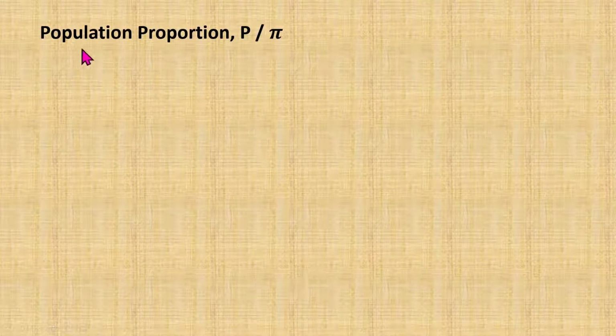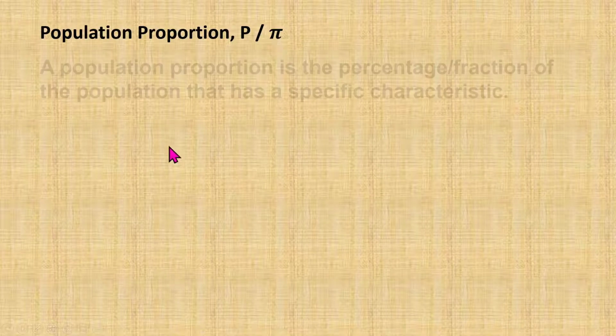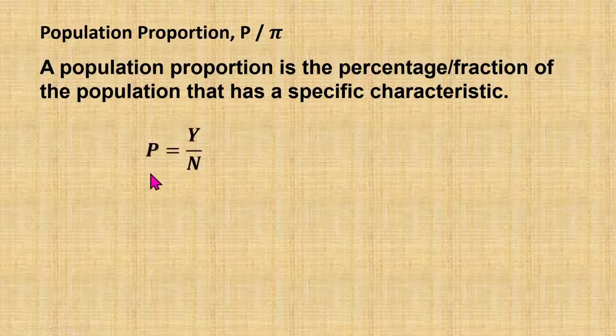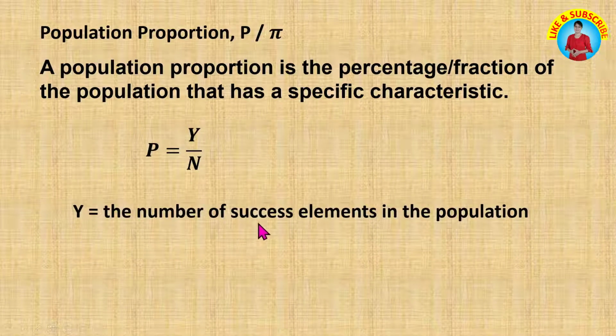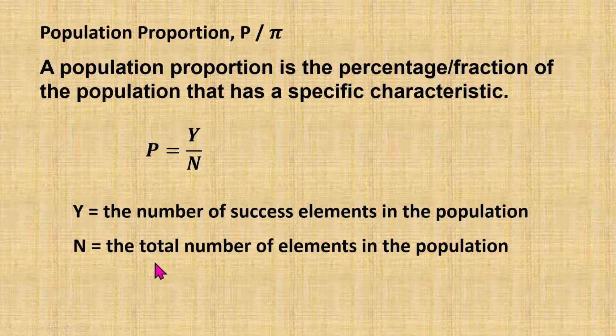Now let's start from the population proportion. Population proportion is denoted as P, or sometimes it is also denoted by pi. A population proportion is the percentage or fraction of the population that has a specific characteristic. It can be calculated by P = Y divided by N, where Y is the number of success elements in the population and N is the total number of elements in the population.